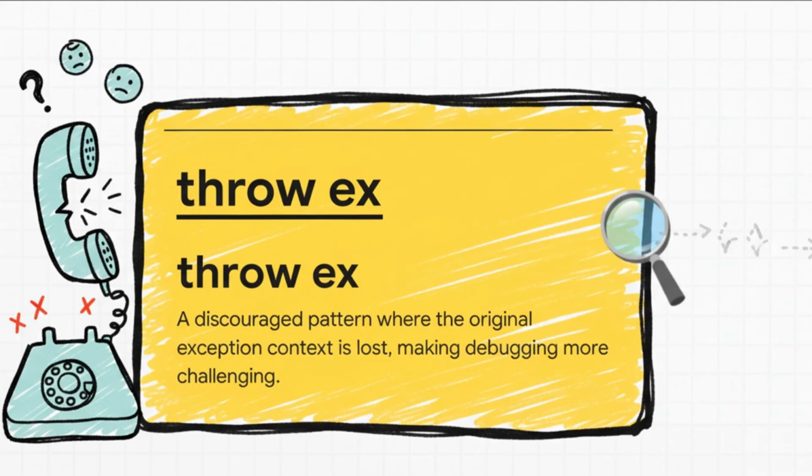Now, you might be thinking, hey, but what if I want to wrap the original error in a new, more specific exception type? And that's a great instinct, but throw X is absolutely the wrong way to do it. The correct way is to pass that original exception as an inner exception to the new one. That way, you preserve the full original context.